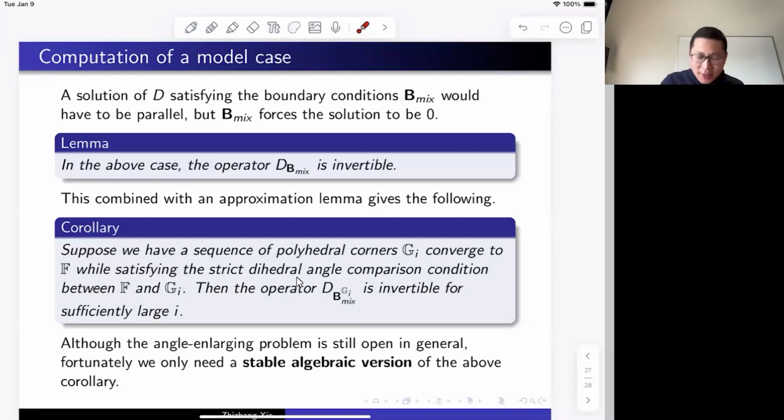Okay, so now, and this is exactly where the algebraic version of Gromov's angle shrinking problem enters.